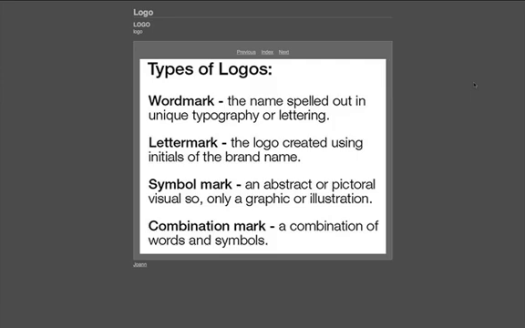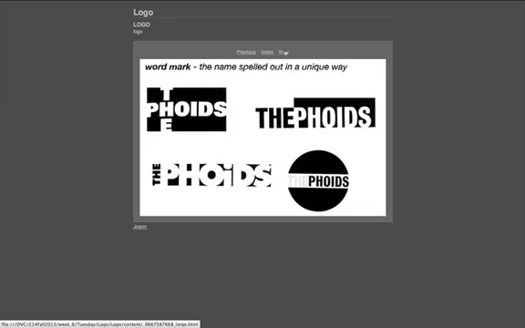There are different types of logos, and we're going to be looking at all four of these types. Word marks. A word mark is just the name spelled out in a unique way. So here's an example of a word mark. There is a graphic with this one, but I just wanted to show you some different variations of this logo.